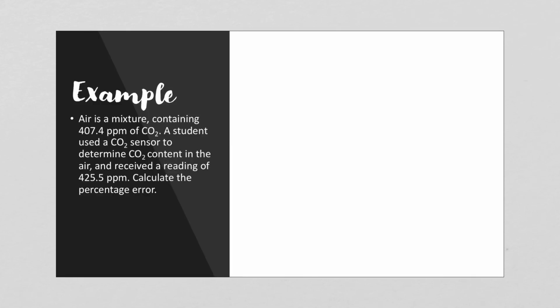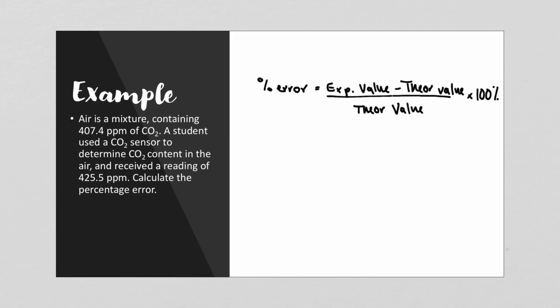So here's our example. Air is a mixture containing 407.4 parts per million of carbon dioxide. A student used a carbon dioxide sensor to determine the carbon dioxide content in the air, received a reading of 425.5 parts per million. Calculate the percentage error. So we're going to find our percentage error. It's equal to the experimental value minus the theoretical value divided by the theoretical value times 100.